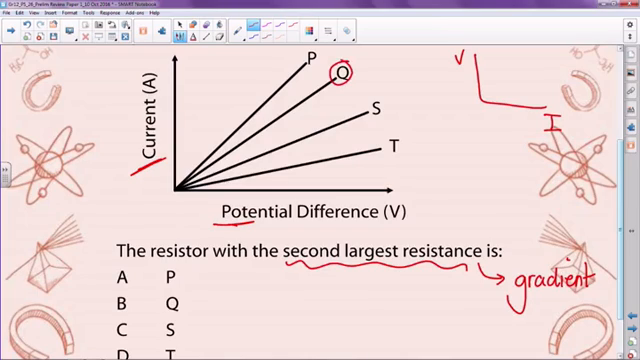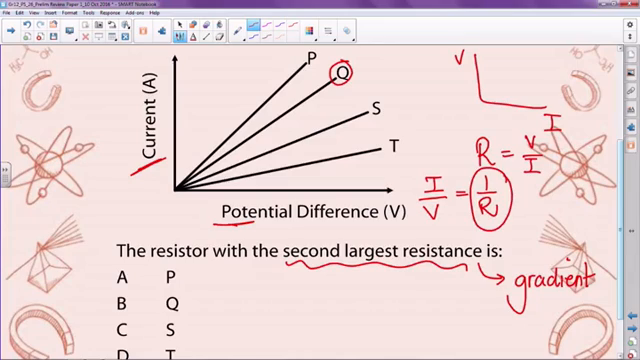So probably a lot of you thought it was Q. However, R equals V over I. This isn't a V over I graph. The gradient of this graph is I over V. Okay, that is the same as 1 over R. This was the trick here. That's the same as the inverse of the resistance. That means that the bigger the resistance, the smaller its gradient is going to be. So my option is actually C.